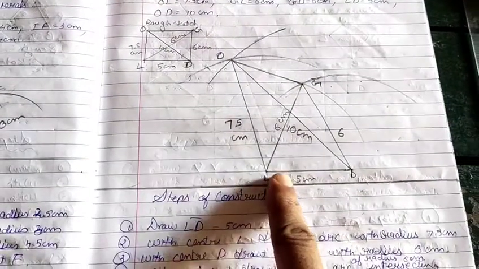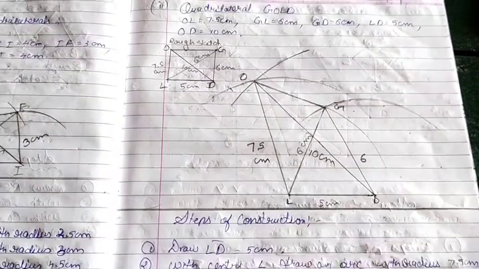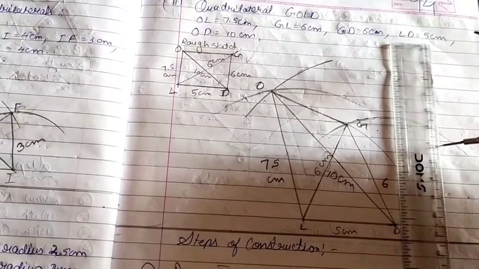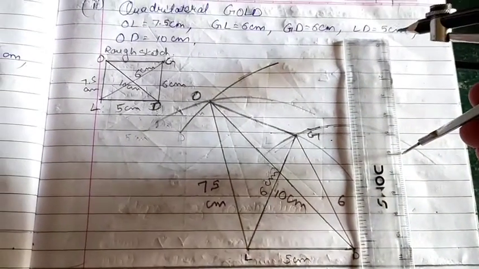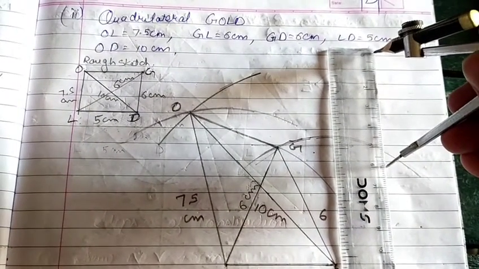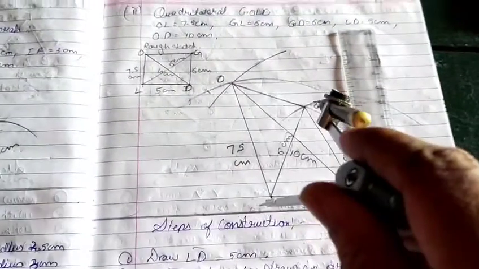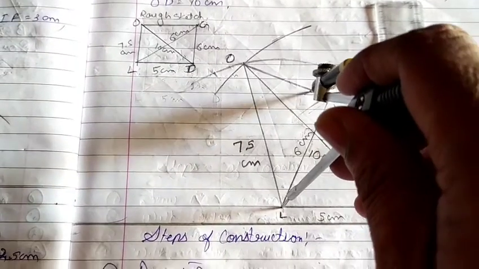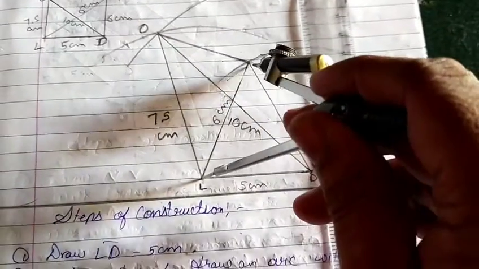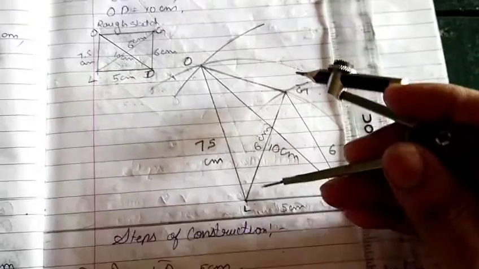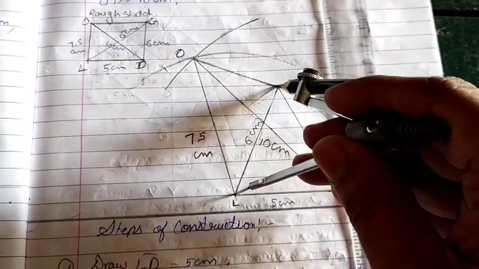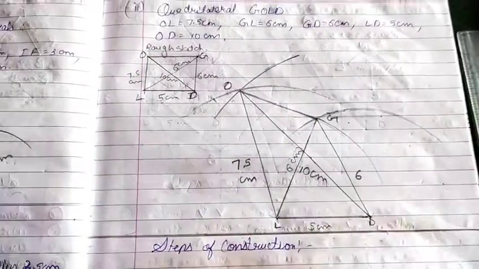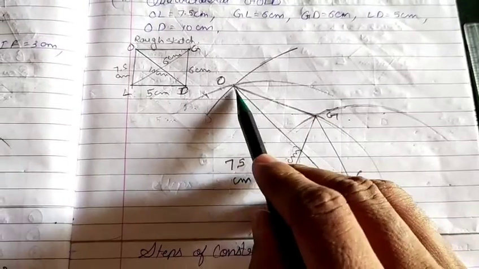Then place it on L and try to construct this diagonal, which is of 6 centimeter. So 6 centimeter means you have to place your compass in this way, and try to adjust this pencil and keep it on L. You have to construct this 6 centimeter. It will intersect the previous arc at point G. Now dear student, we got two connecting points, one over here and one over here.